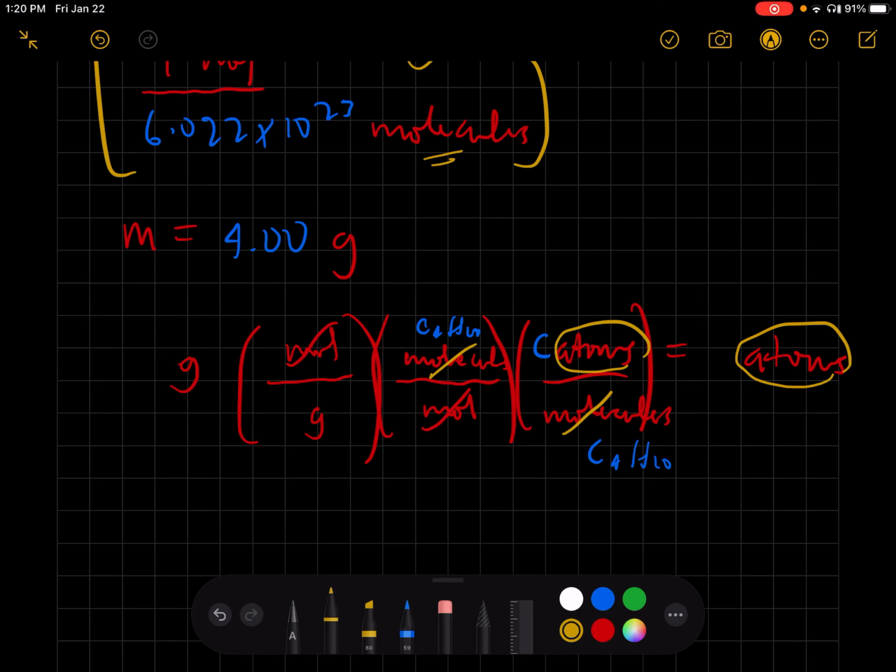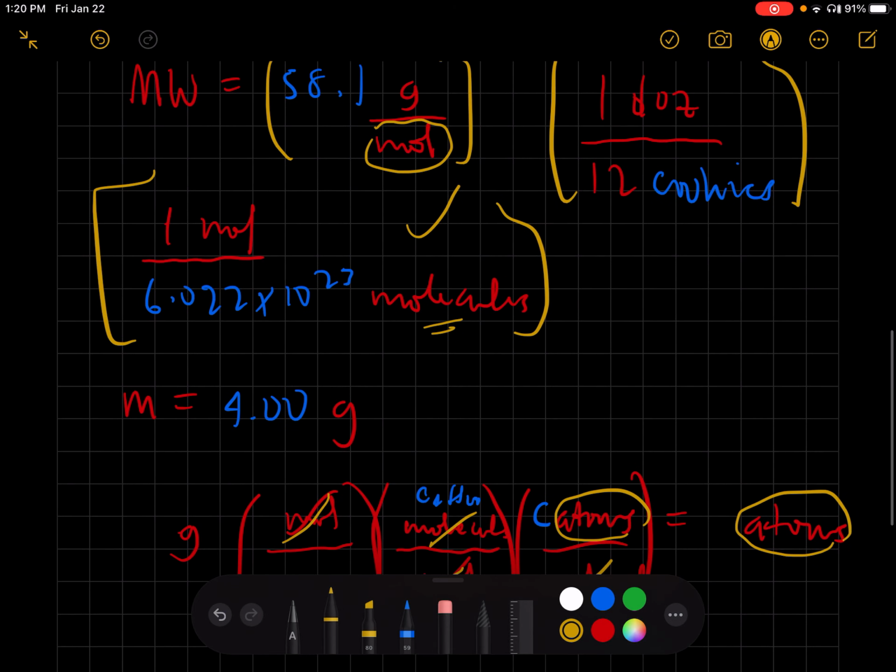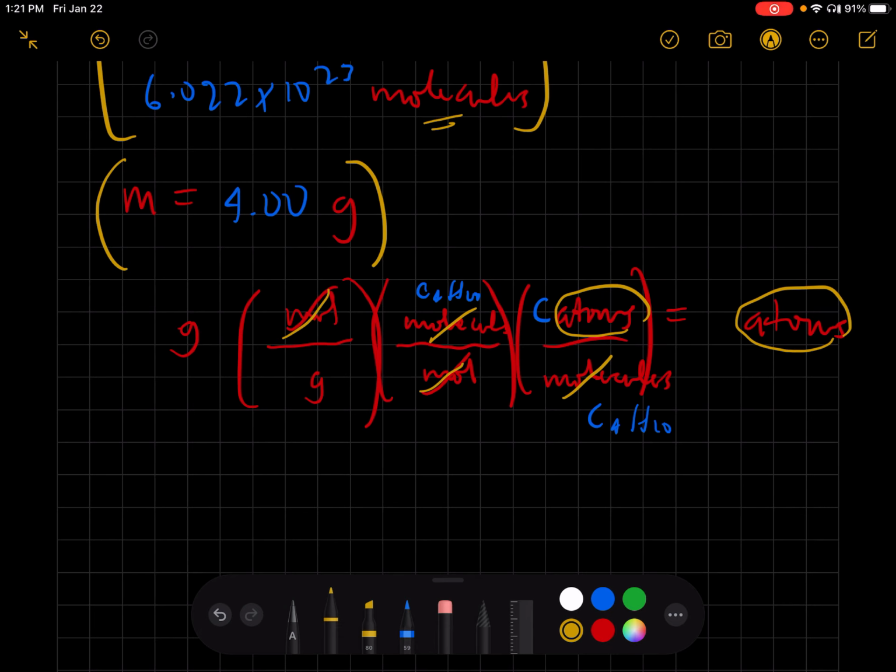Oops, I want to put that in yellow. Moles are going to cross off nicely. Okay. I've got to get rid of grams. Well, aha, here it is. Look at that. Here's my grams. Okay. So I think I'm ready to put all my numbers in. Those will end up crossing off, right? Those are going to cross off. Let's put all of our numbers in, multiply everything out, and see what we get.